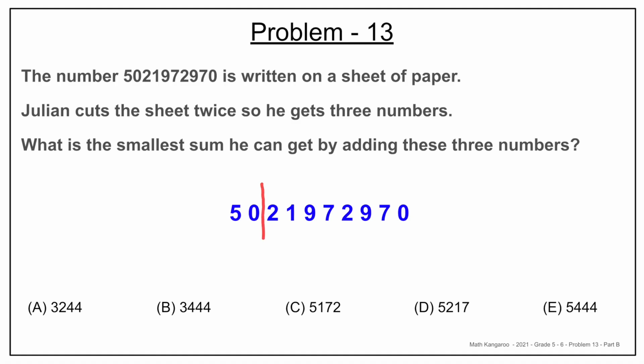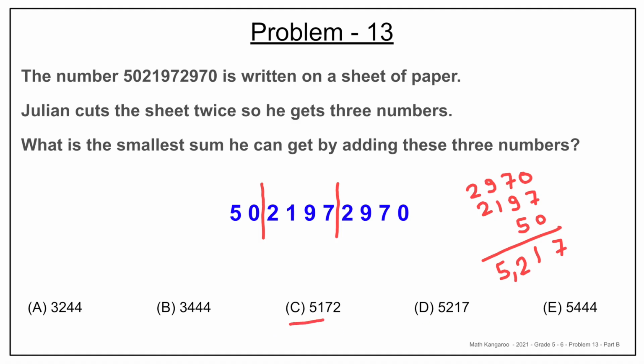Now let's cut from here. So we do 50, 2197, and then we cut before the smallest number. So we got 2970, 2197 and 50. And let's add that. We get 7, we get 1 here, we get 2, and then we carry and we get 5. So we get 5200. So we already have C as the smallest, so we will eliminate D for now.